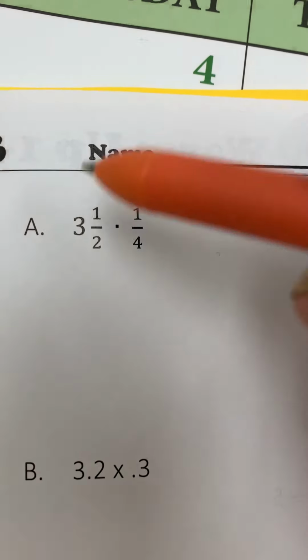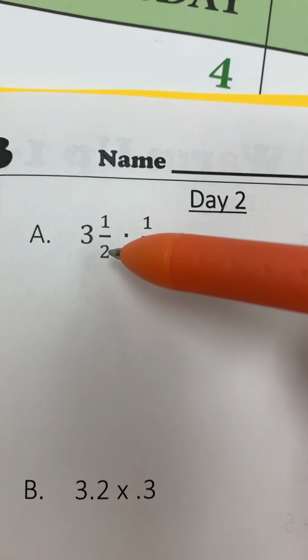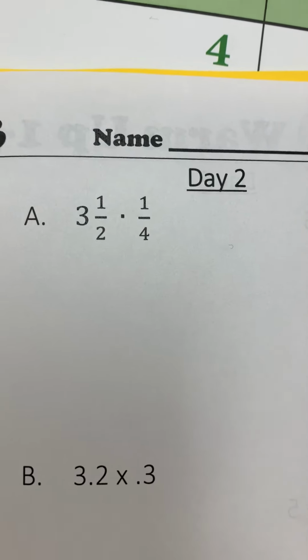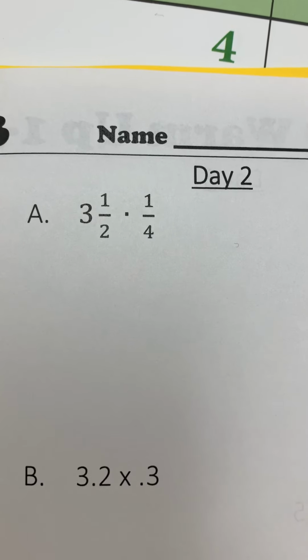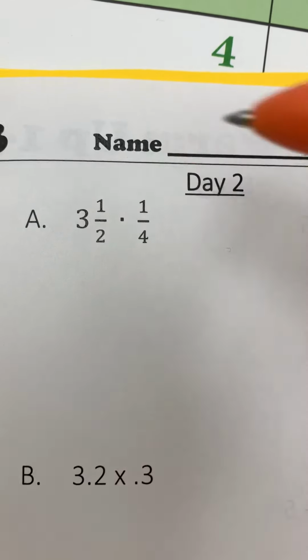All right, so for problem A, we have a mixed number, and we are going to multiply it. Anytime you're going to add, subtract, multiply, or divide a mixed number, the first move you should always do is turn it into an improper fraction. And if you remember how to change this into an improper fraction, you take the denominator and multiply it by the whole number.